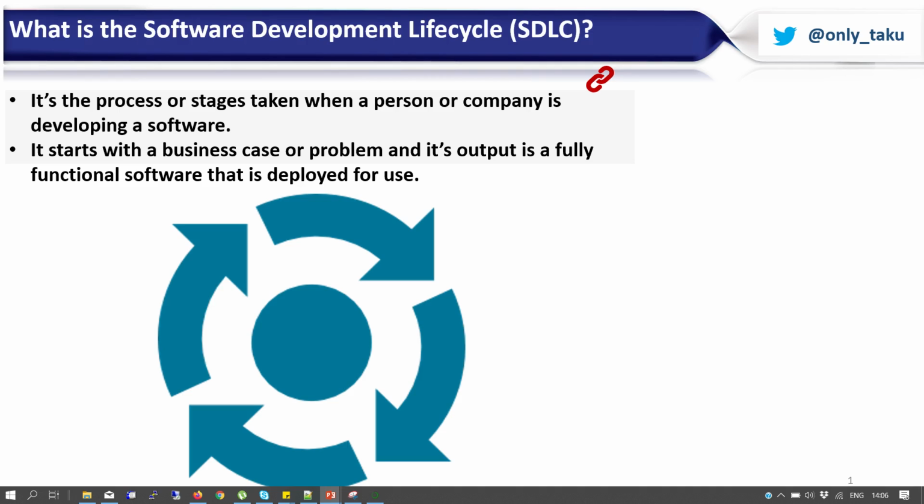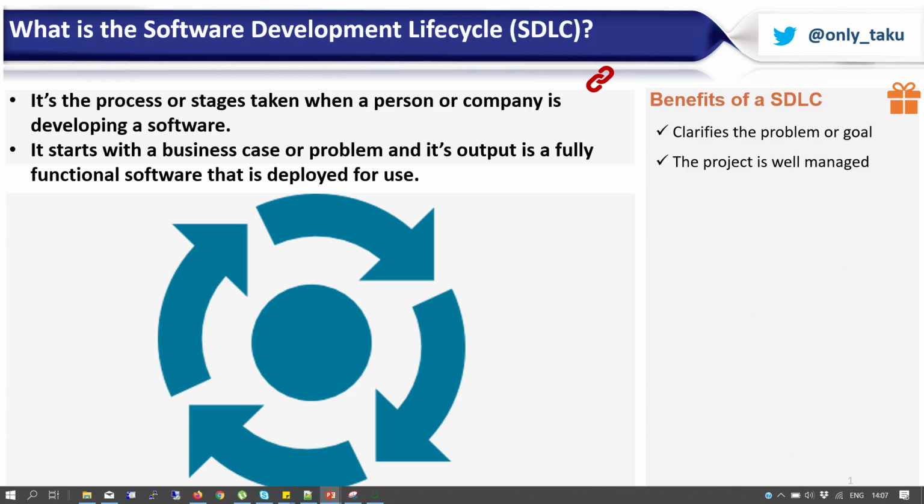And the result of the software development lifecycle is a fully functional software that is deployed for use in the organization. Now, some of the benefits of a software development lifecycle include clarity of the problem that you're currently facing or the goal that you're trying to achieve. The SDLC also helps in managing the project of developing that software so that you don't leave anything unattended to. It also helps in making sure that the system, before it's actually being used in the company, is well tested so that it doesn't have any bugs.